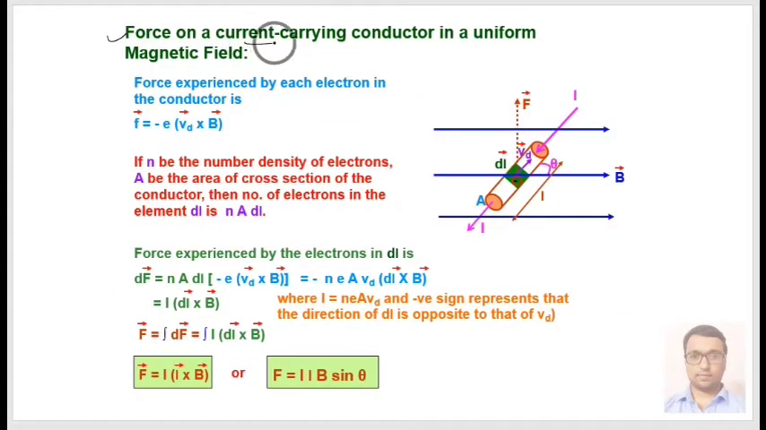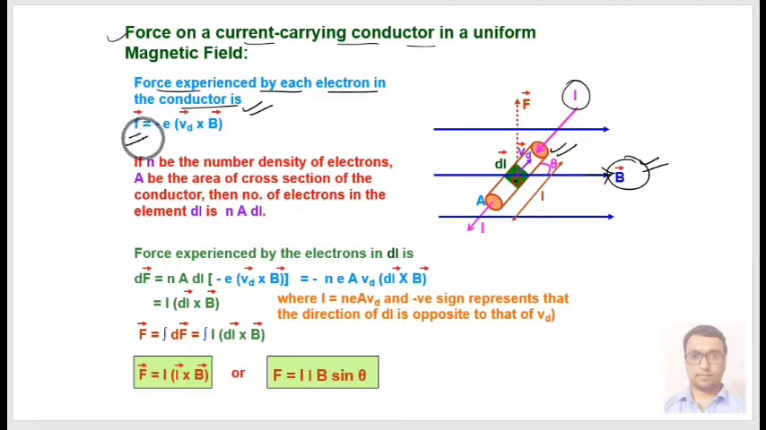Next we have force on a current carrying conductor. Now suppose your conductor is carrying some amount of current, and here in the x direction a magnetic field is acting. In that case, the force experienced by each electron in the conductor will be how much? That will be F equal to minus e, because this is the amount of charge, that is q, times v cross B. Here you have to understand that the velocity of the electron will be taken as Vd, which is the drift velocity.